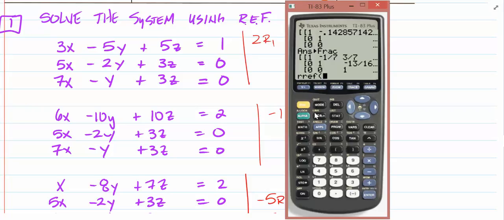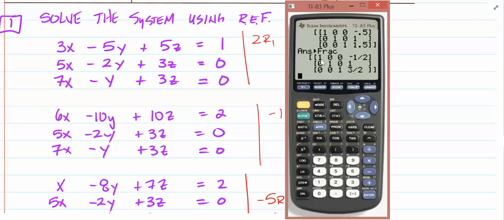Then we're going to hit second matrix and tell it which matrix you want to reduce to row echelon form. And then one's already highlighted. Push enter again, and there you have all your answers that we came up with. Now I can turn this into a fraction form by going math, frac.